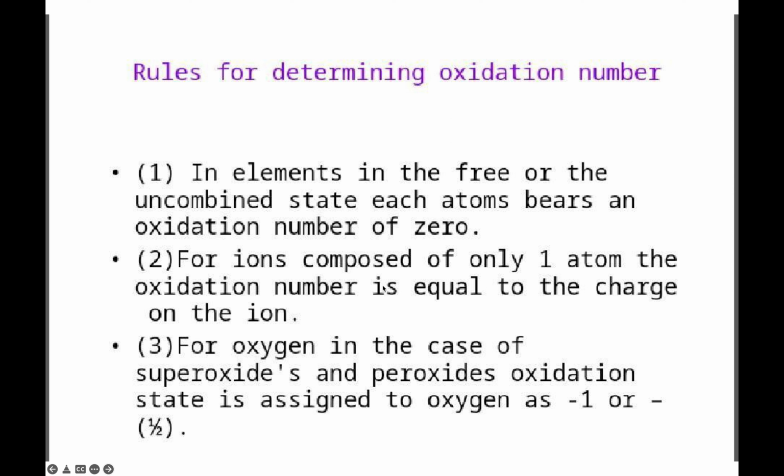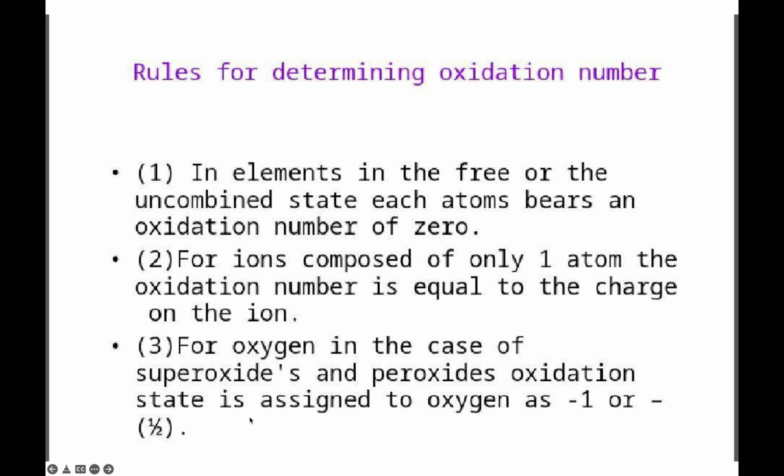Then for ions which have only one atom, the oxidation number will be equal to the charge on the ion. Then for oxygen in superoxides and peroxides, the oxidation state is assigned to oxygen as -1 or -1/2. For some exams they ask whether half can be an oxidation number. Many students think that only a whole number can be an oxidation number. No, it can even be half.